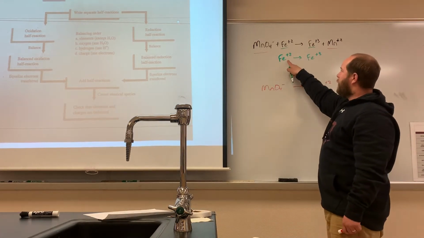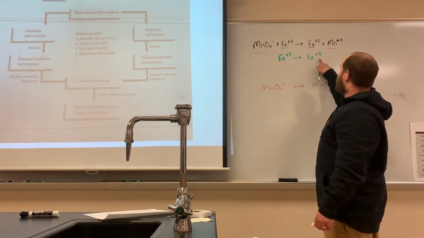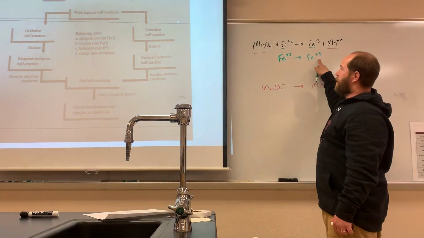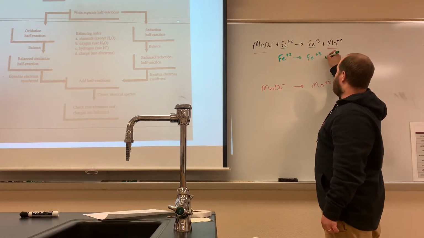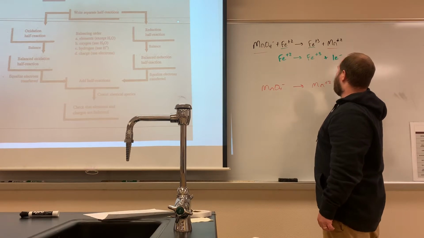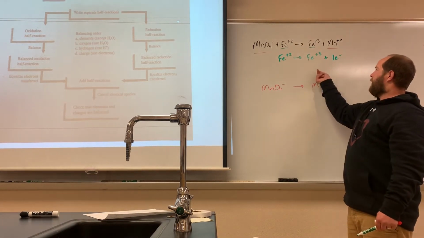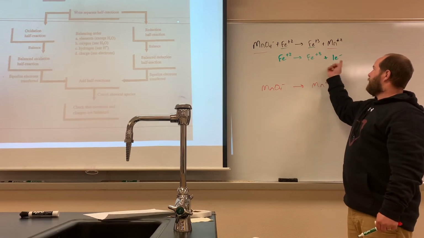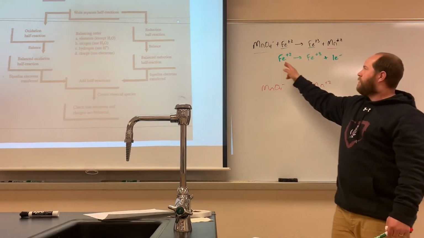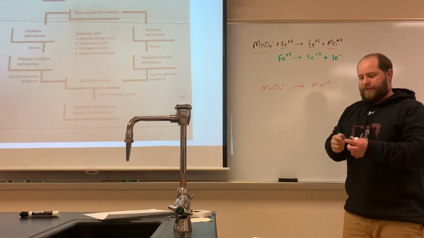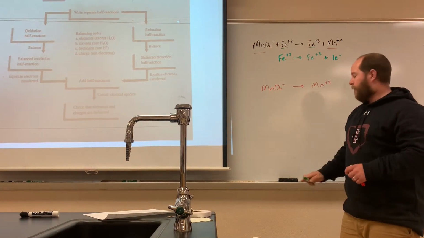Letter D, balance the charge using electrons. So here I have a +2 charge, and on this side I have a +3 charge. So what I'm going to do is add 1 electron to this side. And when you add this to this, it's going to give you a +2 charge. So now the charges are balanced. So that half reaction is good to go.